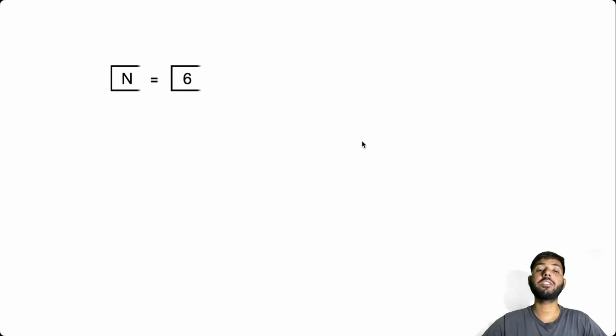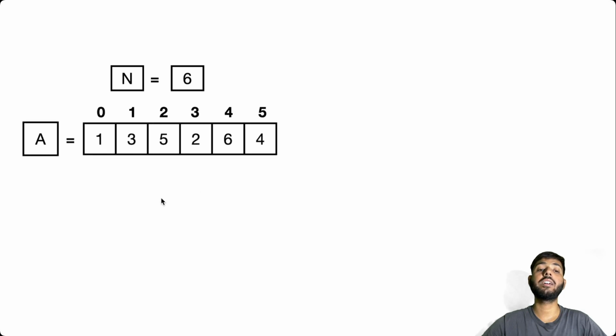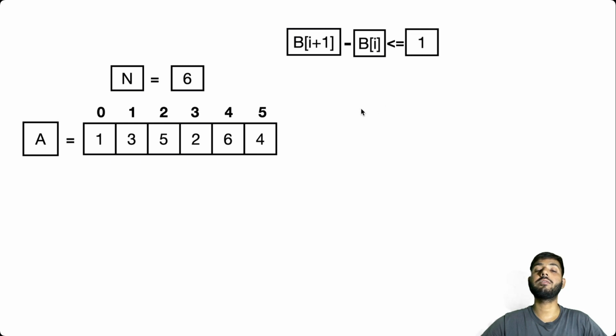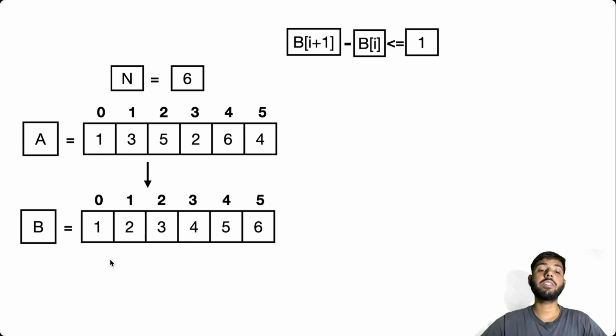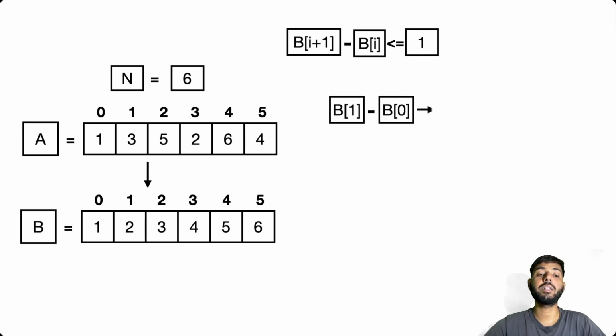Consider we have n equals 6 and the inputs of the array are 1, 3, 5, 2, 6 and 4. Now our task is to rearrange the elements of this array in such a way that when we subtract the adjacent elements of our final array, we get an absolute value of 1 or less than 1. Now let's rearrange the elements of the array. After rearranging, we get 1, 2, 3, 4, 5 and 6. Now you can clearly see that when we subtract the adjacent elements, we always get 1.